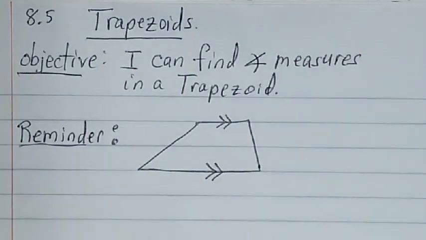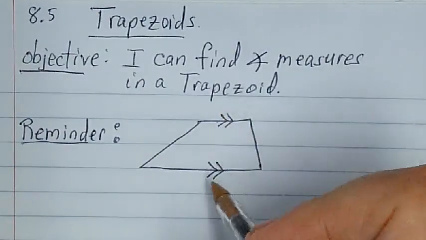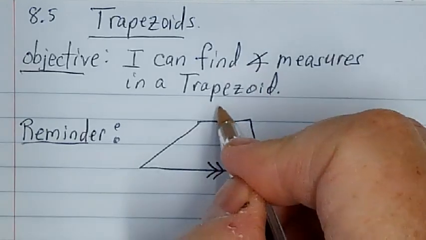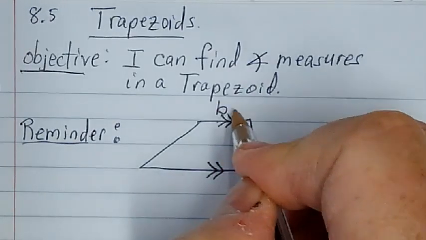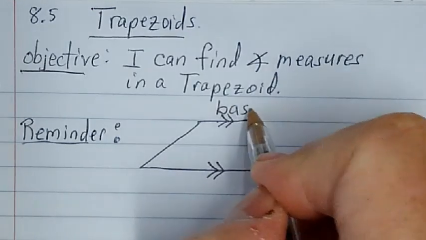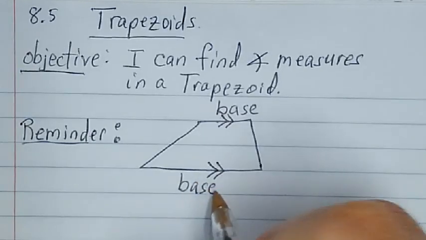Now, that's not what I wanted to remind you about. Well, it is partially, but I need you to know that the two sides that are parallel, they have a name. What are they? I'll give you a clue. It begins with the letter B. What am I writing? Yeah, they're bases. They're both a base.